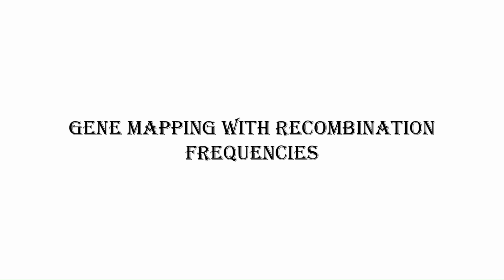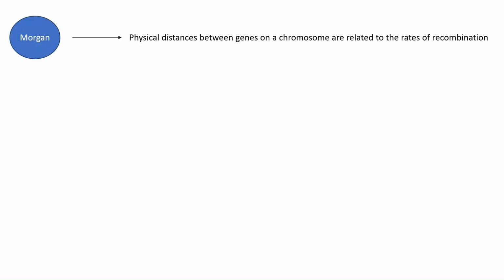Today in this video we are going to study gene mapping with recombination frequencies. Morgan explained that the physical distance between genes on a chromosome is related to the rates of recombination. That means, suppose two genes, A and B, are present, the distance between A and B is related to the rate of recombination.